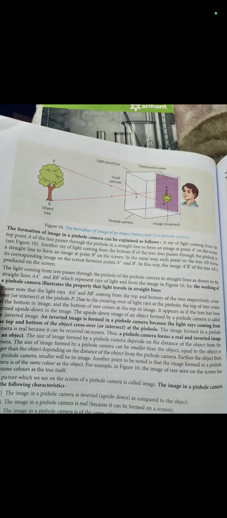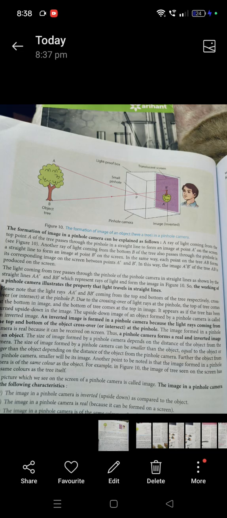Everybody please make this diagram. Make a tree, make these two lines, make this pinhole. Everybody make this diagram. To make a pinhole camera, make a tree and then make these two lines, red lines, and pass them from this pinhole, and then there is a screen.